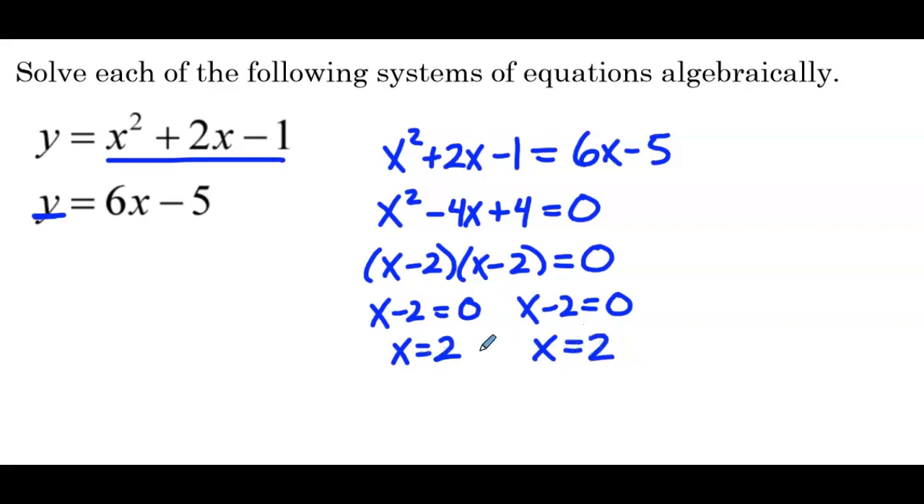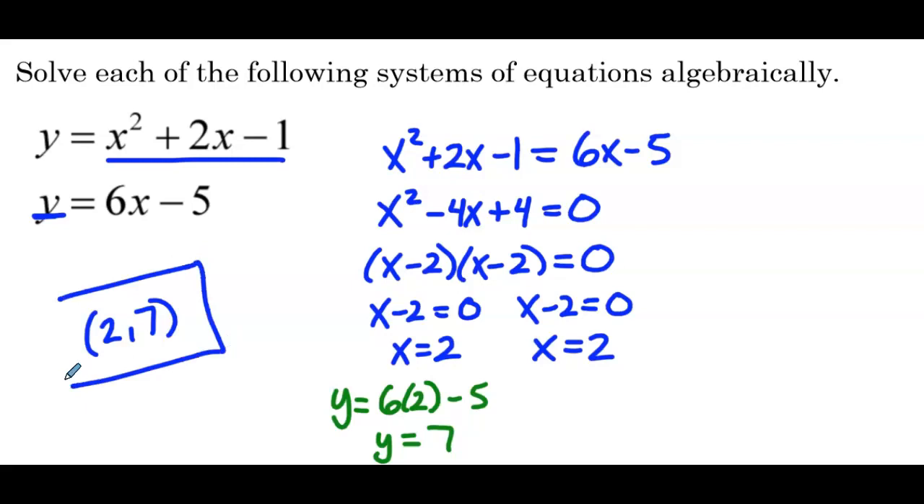Well, those are the same x values, so that means there's only 1 point of intersection. So we have to find only one y value. y equals 6x minus 5, so y equals 6 times 2 minus 5. So y equals 12 minus 5, which is 7. So our point of intersection, the solution to this system of equations, is (2, 7).